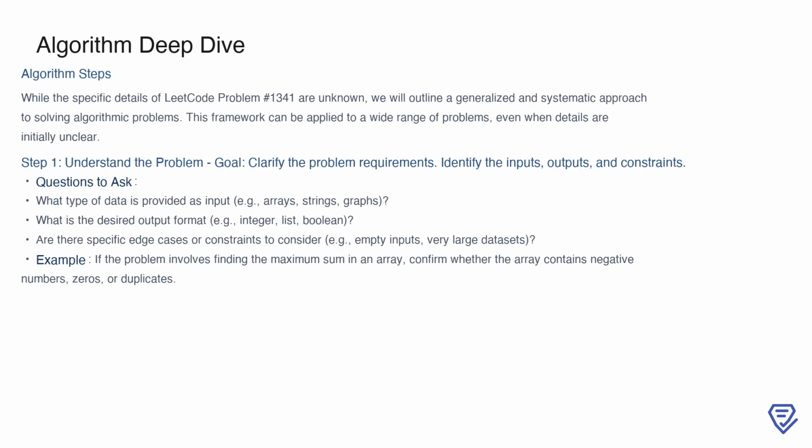When tackling any algorithmic problem, the first step is to thoroughly understand the problem requirements. Begin by clarifying the inputs, outputs, and constraints. Ask yourself questions like, what type of data is provided? Is it an array, string, or perhaps a graph? What should the output look like? Is it a single integer, a Boolean value, or maybe a list of elements?